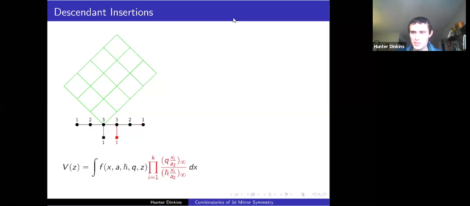So I'm going to think about splitting up my integrand as some function, and then the contribution from the framing arrow that's shown in red is given by this product. This is the q-Pochhammer symbol, and the infinity means that it's an infinite product. So you go 1 minus something, 1 minus q times that, and so on.